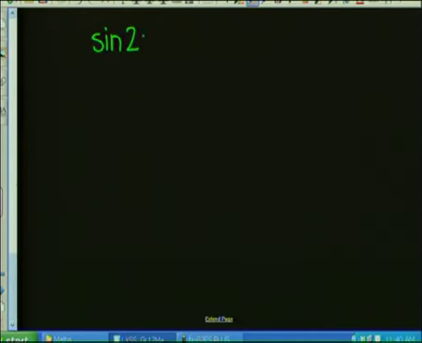Sine 2x minus cos x is equal to 0. So we begin by finding our general solution. We need to do that first. However, again, we need to open this up because we're not in a position where we can find the general solution because we don't have a trig ratio equal to a value.